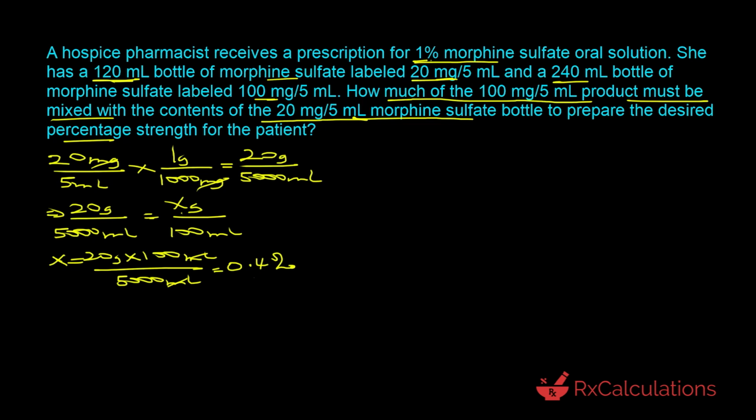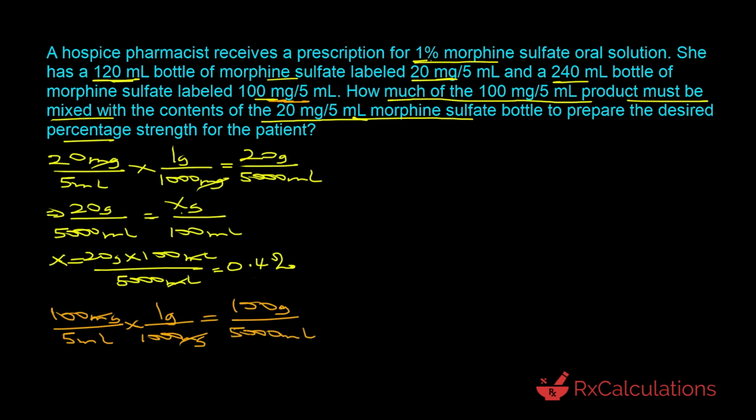Now we need to find the percentage strength for the other component, which is the 100 milligrams per 5 ml. So we repeat the process actually. So 100 milligrams in 5 milliliters. Let's convert the milligrams to grams. 1,000 milligrams is 1 gram. We keep 100 grams in 5,000 ml. The only reason I'm doing this is because it's easier for the computation. So let's do that here.